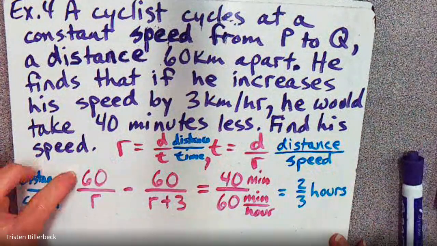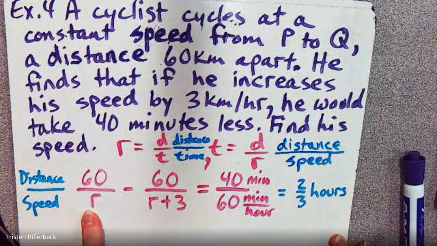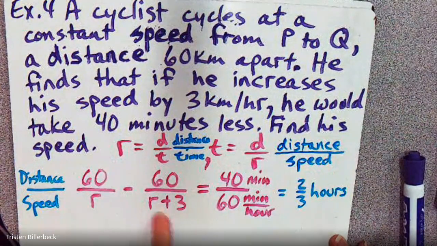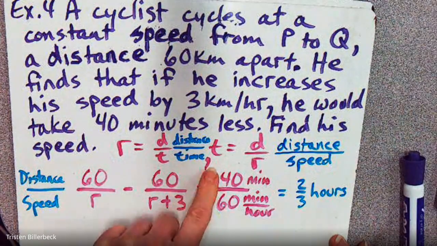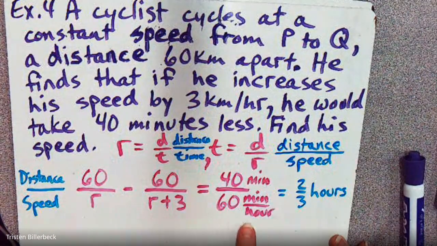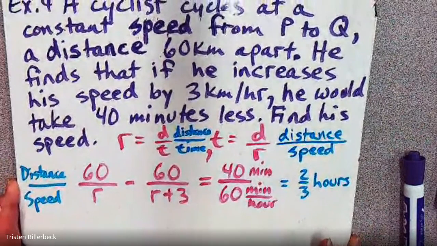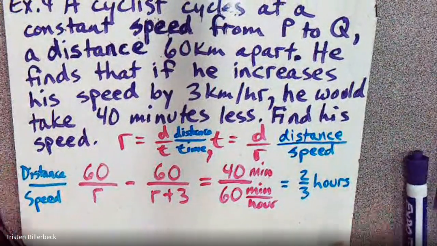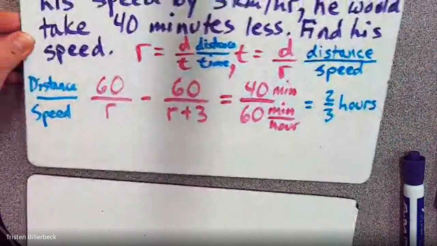So the original distance, which does not change, is 60 kilometers. Originally, he went at r speed, but then when he increased r speed by 3, the difference between these two speeds was 40 minutes. But hold on, he was going kilometers per hour, and this was 40 minutes. So we have to express this in terms of hours. So we divide by 60 minutes per hour, and we get 2/3 hours. So now, if we are lucky and think clearly, we can set the equation up like this. All right, so now let's solve this well set up equation.